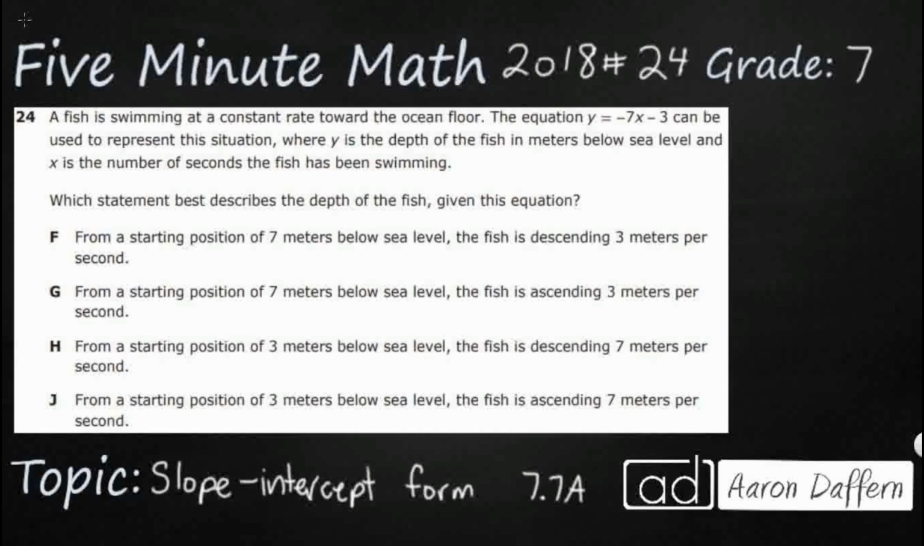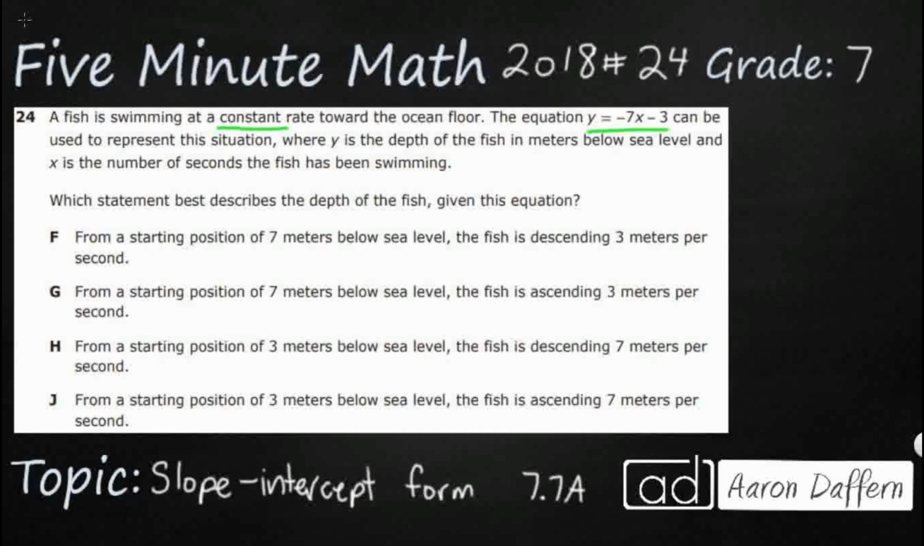So we have an interesting word problem here. We have a fish swimming at a constant rate. So we're going to use a linear equation here, and they give it to us: y equals negative 7x minus 3, which we don't really think of as a linear equation that can be used to represent a fish swimming in the ocean, but apparently we can.